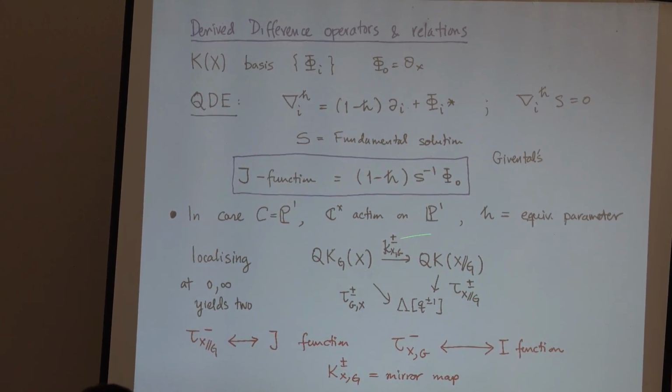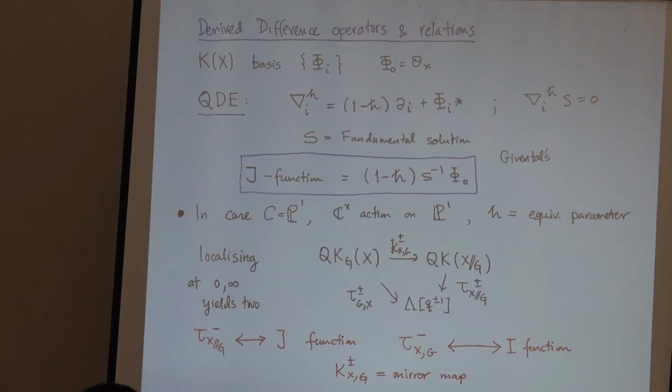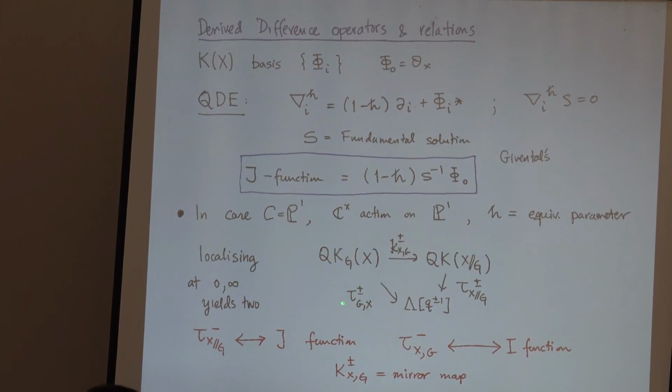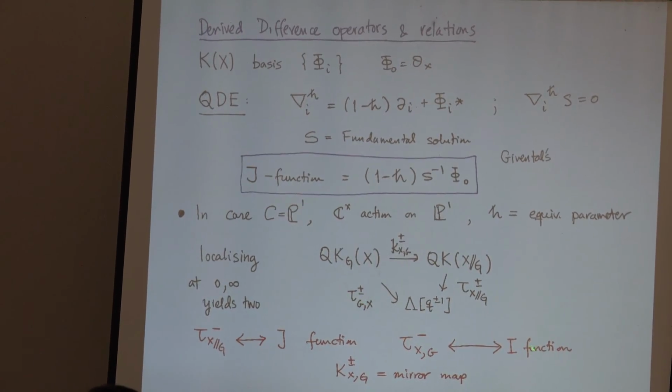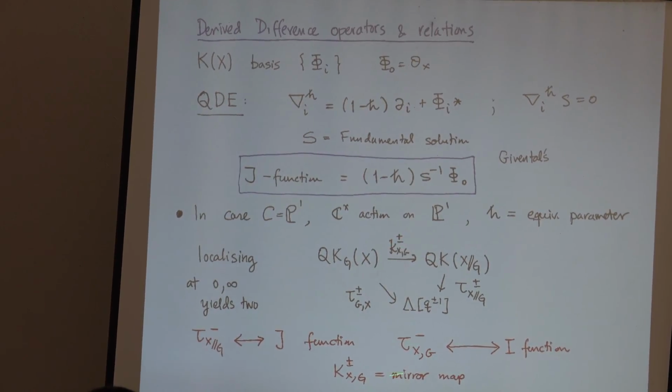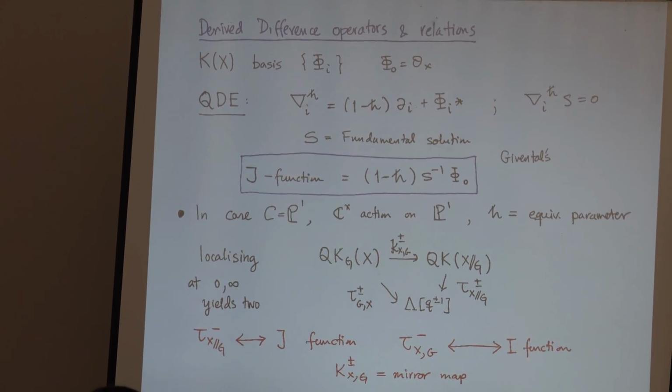So you localize the diagram with respect to that sister action, and then on the nose you will get, well, they are related: this function here is the I function, so the gauge potential localized, let's say, at minus, would be minus is 0 in this case. So it would be the I function, and if you localize this other potential, it would be the J function. The map that relates the I and the J function is the localization of the quantum Kirwan map, and that gives you the Givental mirror map.